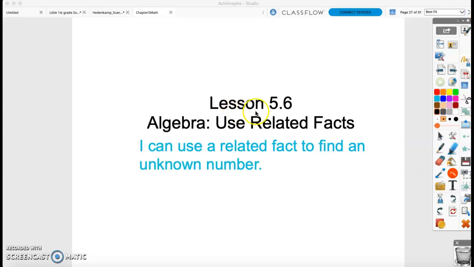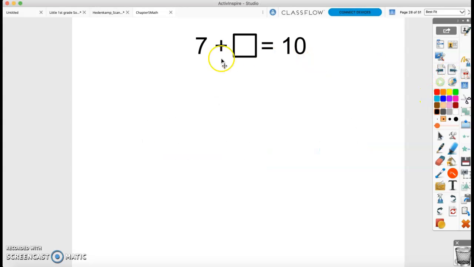This is Math Lesson 5.6, Algebra, Use Related Facts. At the end of this lesson, you will be able to say, I can use a related fact to find an unknown number. So here is my unknown number, and I have 7 plus something equals 10.